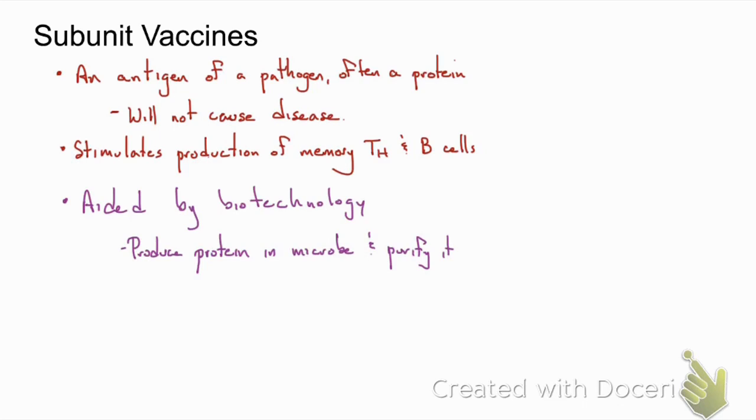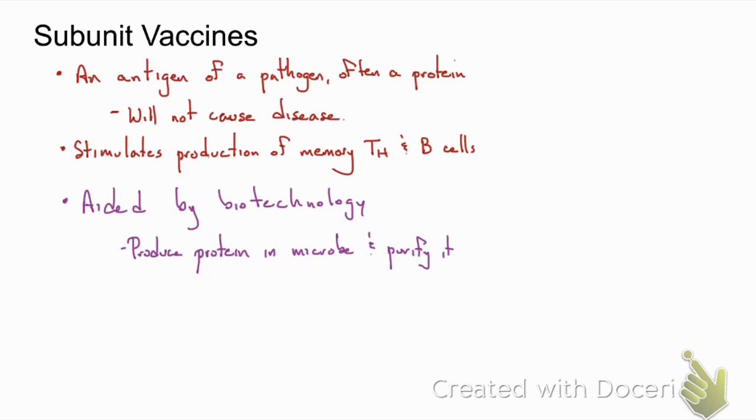Now, it took a while to get to the point where we could generate subunit vaccines. Actually, it required us to understand biotechnology and to develop that field. And so these types of vaccines have only been around maybe for about 30 years or so. Oftentimes what happens here is the protein is encoded by a gene that is produced in a microbe like E. coli or yeast in some cases, and then that protein is purified. And after the purification process, it is then ready for vaccination.